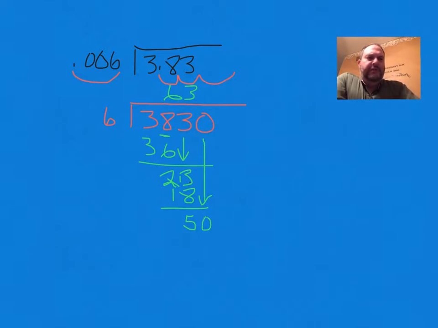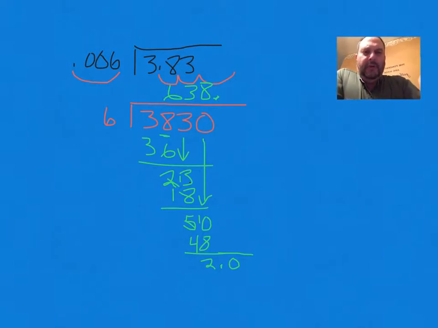6 goes into 50 8 times. 6 times 8 is 48. Time to subtract, but before I subtract, I got to borrow. There's my 2. 6 won't go into 2, so I'm going to tack on a 0, and I'm going to bring my decimal point up here. Now my directions tell me to go to the 10th place, so I'm going to keep going a little bit more.